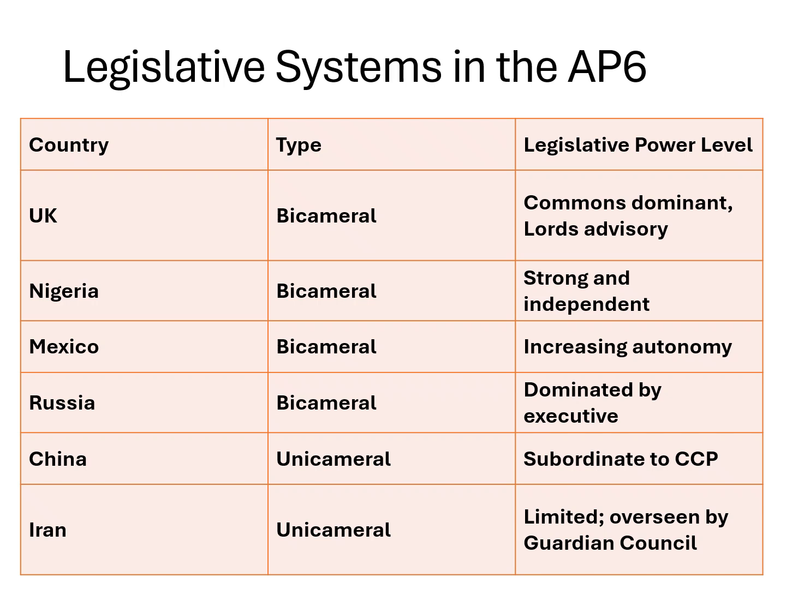In Russia, it is bicameral with the Duma and the Federation Council, but it is controlled by the executive branch. In China, it is unicameral, the National People's Congress, and it is subordinate to the CCP, or the Chinese Communist Party. In Iran, it is unicameral, the Majlis. It is limited and overseen by the Guardian Council.